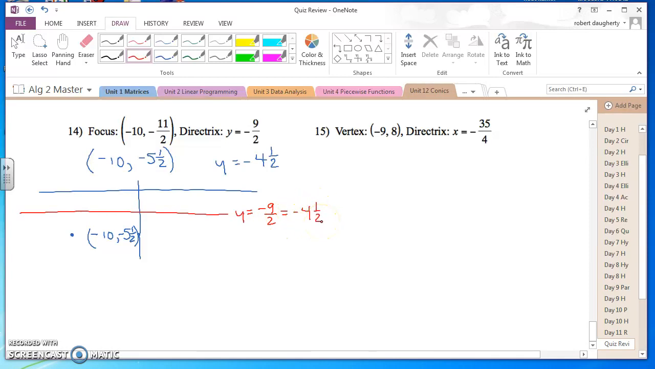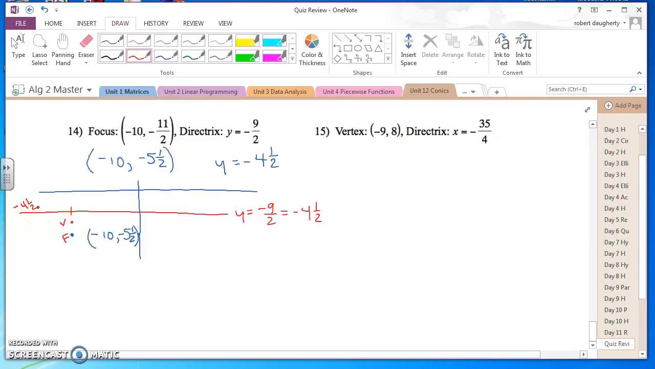So I know the directrix is higher than the focus. So directrix, focus, halfway in between here will be the vertex. So that is the focus right here. So the vertex is halfway between. So I know that the vertex is going to be at negative 10, and if this is negative 4 1/2, so this red line is negative 4 1/2.